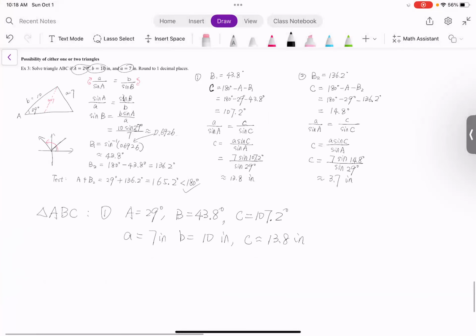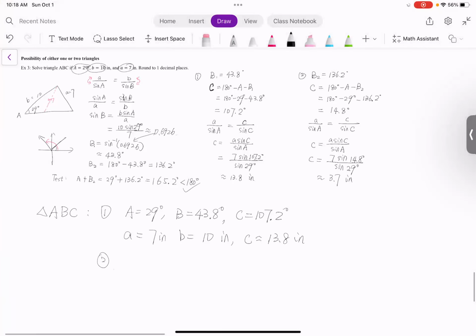I have all of this information. I can list the solution of the second triangle. So A is 29 degrees. B, now that's B sub 2, B is 136.2 degrees. And the angle C is 14.8 degrees. And the side a is given as 7. And side b is given as 10 inches. And the side c we have found is 3.7 inches.